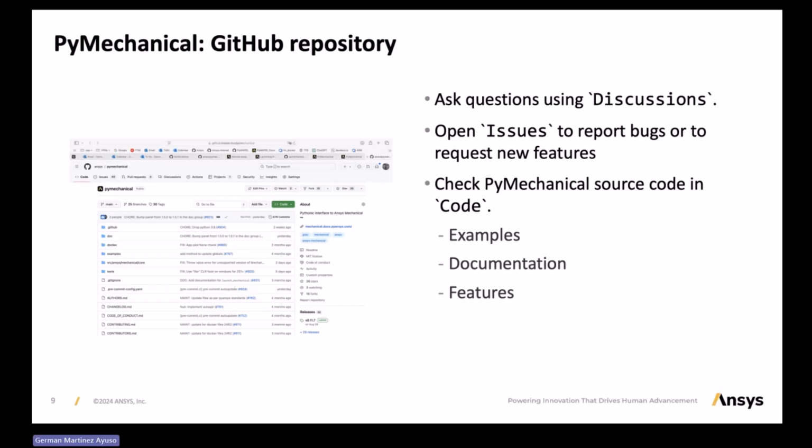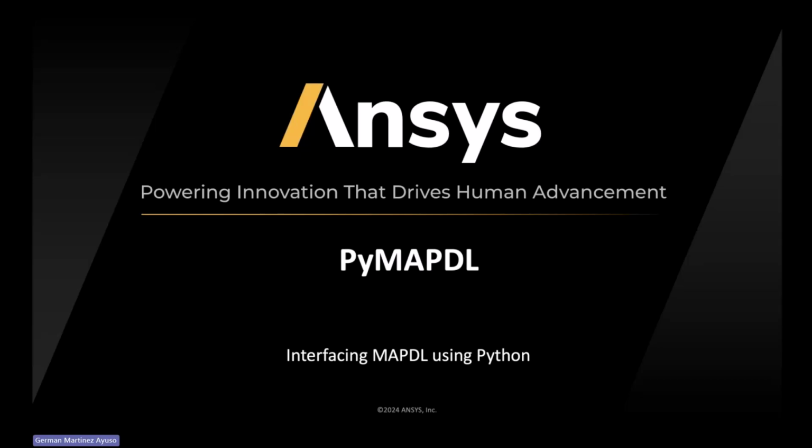As I say, you can ask questions in the GitHub repository discussions. You can open issues, as I say, related to implementation or errors or bugs or something like that. And you can also check the source code, which can be very useful in terms of understanding what is happening behind the scenes. So it's quite recommended. So now, as I said, this is a brief introduction. So let's go to PyMAPDL.